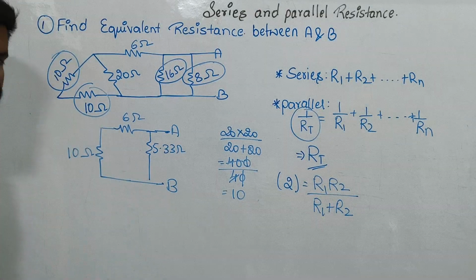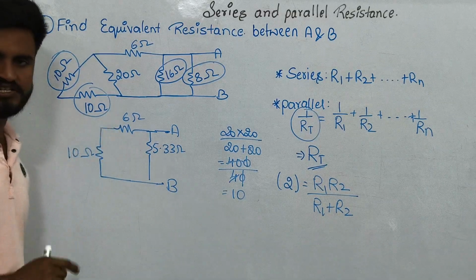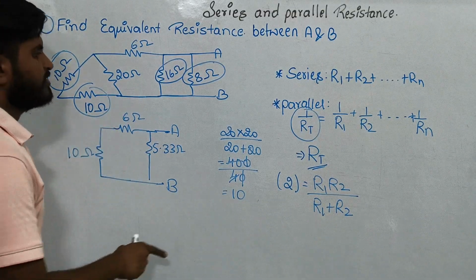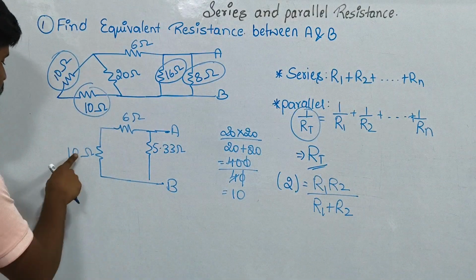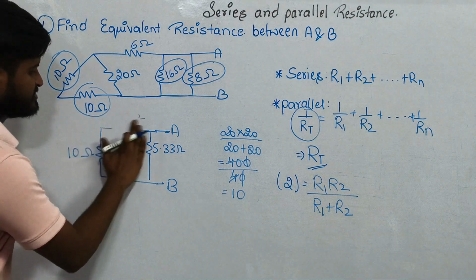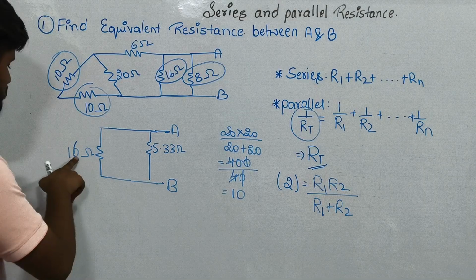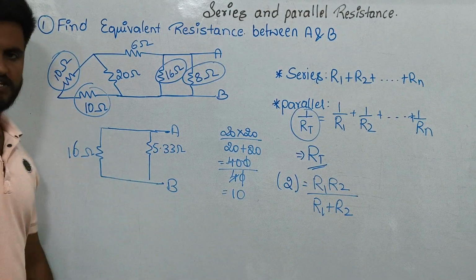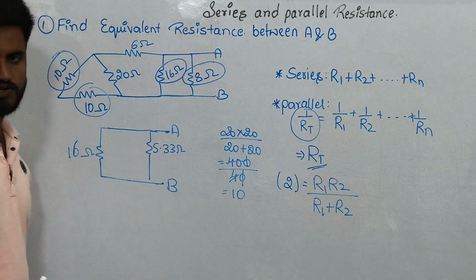10 ohm. Next, if you see here 10 ohm resistance and 6 ohm resistance, both are in series connection. When they are in series connection, you will just add their resistance value. If you add 10 plus 6, it will be 16. Now 16 ohm resistance and 5.33 ohm resistance are in parallel to each other.